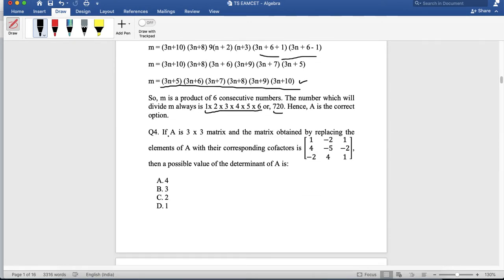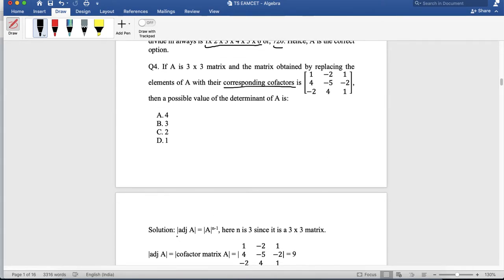Next is question 4. If A is a 3 by 3 matrix and the matrix obtained by replacing the elements of A with their corresponding cofactors is this, then a possible value of determinant of A is this. So we know that if we take the transpose of the matrix in which the elements are replaced by their corresponding cofactors, we get adjoint of A.